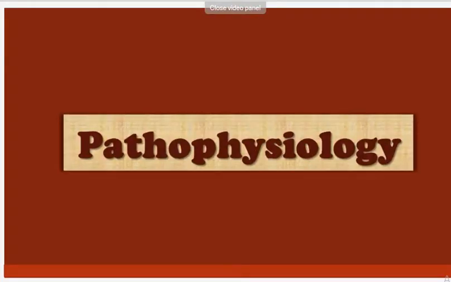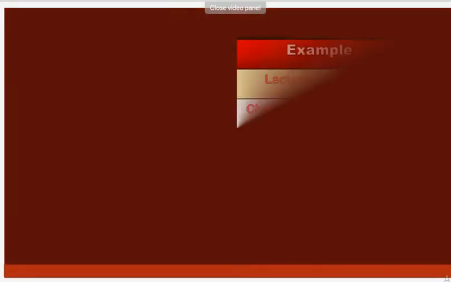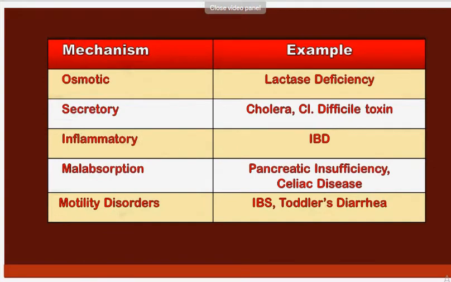Now, what is the pathophysiology? That means, what makes the normal stool and its consistency and content change? We have different mechanisms to develop diarrhea. The first mechanism is called osmotic diarrhea. Osmotic diarrhea results from the presence of non-absorbable solutes in the GI tract. These non-absorbable solutes pull water from inside the lumen of the GIT, causing osmotic diarrhea.